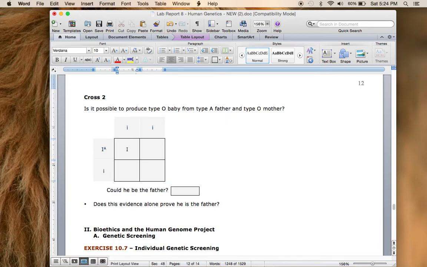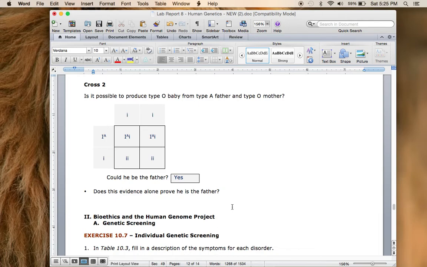So let's do the Punnett square and just kind of prove that. So in this cross, we've got half of the children are type A, and half the children are type O. So yes, it is possible to produce a type O baby from a type A father and a type O mother. So he could be the father, but as we discussed before, that alone is not evidence. You'd have to do more testing, like DNA testing, to determine if he was in fact the father.